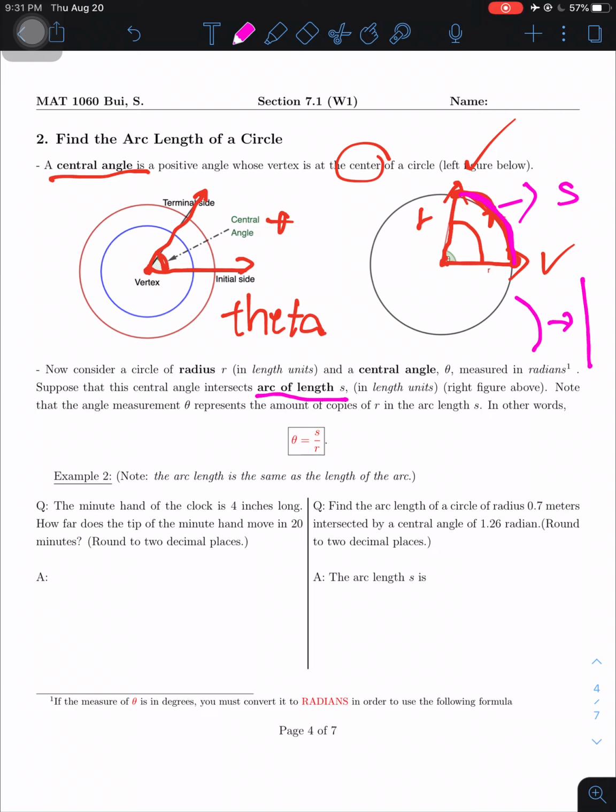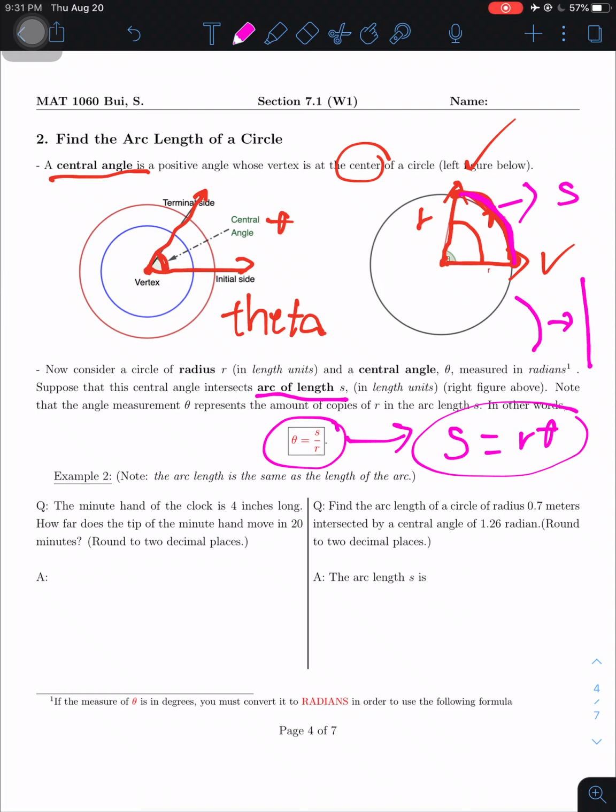But some lines are too long, or way too short for a ruler to measure. That's why we come up with this formula to measure the arc length. The formula says that theta, the angle, equals S divided by R. Or another version of this formula is S equals R theta, where you just multiply R through both sides. I usually remember this formula. I think this is more useful in the sense that it's easier for you to find the arc length.